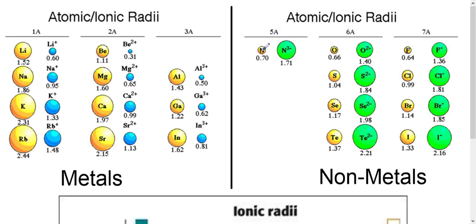Versus, here's nitrogen in group 5. Nitrogen, normal atom, has 5 valence electrons. It's going to gain 3 to fill that energy level, so it's going to form a 3 negative ion. It's going to get a lot bigger because you're adding 3 electrons to it. These are some group 6 examples. Again, getting bigger because you're adding electrons. These all form anions. And again, group 7: fluorine, chlorine, bromine, iodine, getting larger. So your metals get smaller, your nonmetals get bigger.